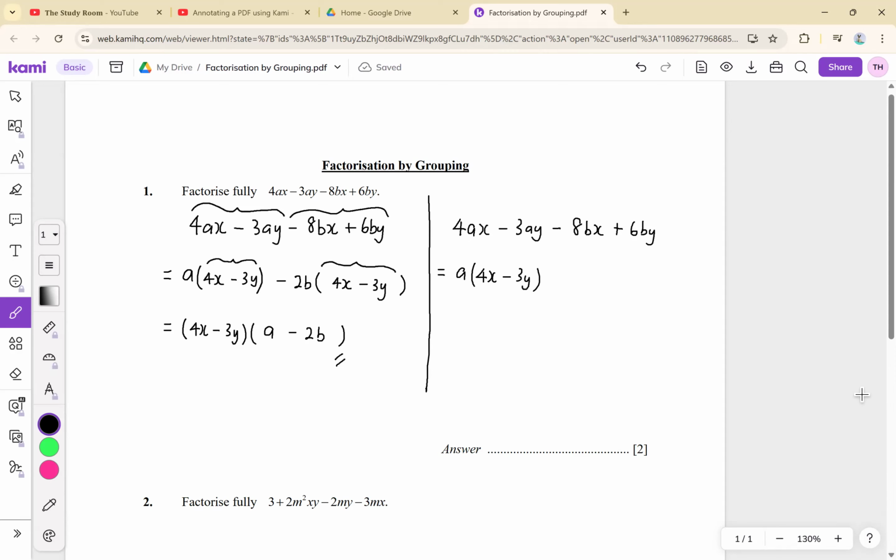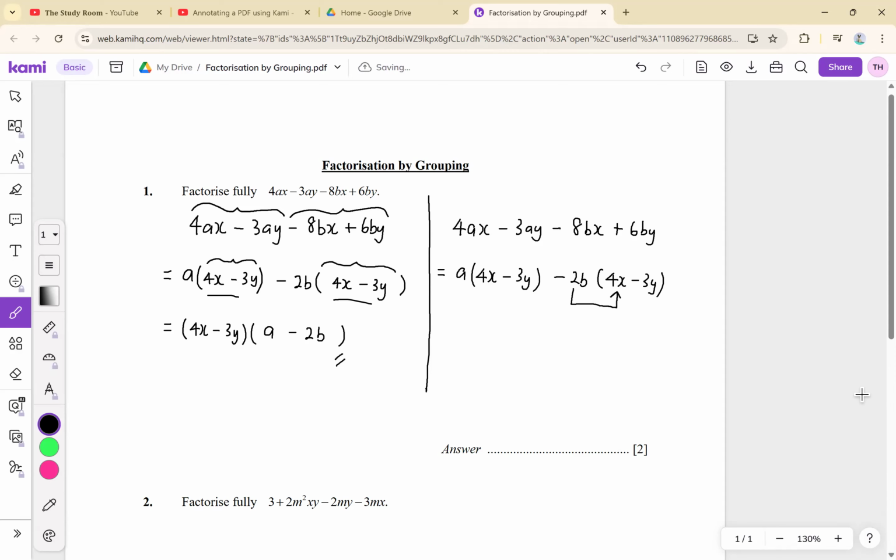So you see the objective of factorization by grouping is we need a common factor after the first step. We need this to be the same as this, right? Since I need something to be the same, I will just prepare it here first: 4x minus 3y. Then I'll ask myself the reverse question. What times 4x will give me negative 8bx? It should become quite obvious that this will be negative 2b.